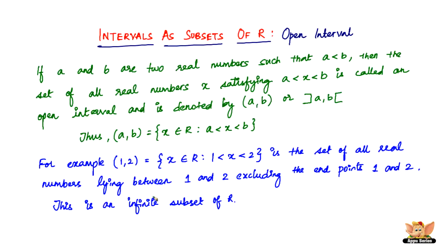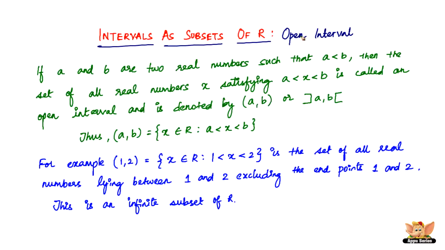So this is an infinite subset of R, definitely, because x greater than 1 can be 1.00001, so that can also be a real number, or 1.1, 1.201, and so on. It's just limitless, it's infinite. So that is what it is.